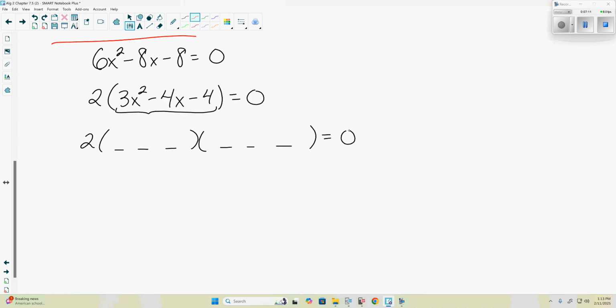Two sets of parentheses with 3 spaces. Since the third term is negative, our signs are opposite. Factors of 3x squared, well, our x squared will be x and x. The factors of 3, there's only one set, 3 and 1. Where do we want to put the 3?